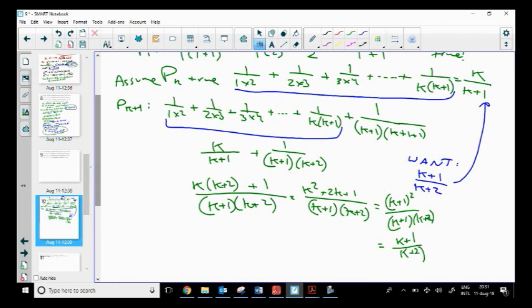Sorry, that should have been a 2. There it is. We got it. It's k plus 1 over k plus 2. We have exactly what we wanted. It's true. P sub k plus 1 is true.